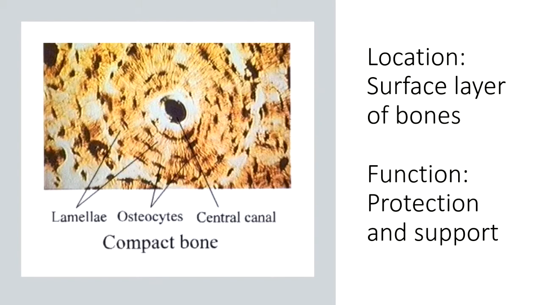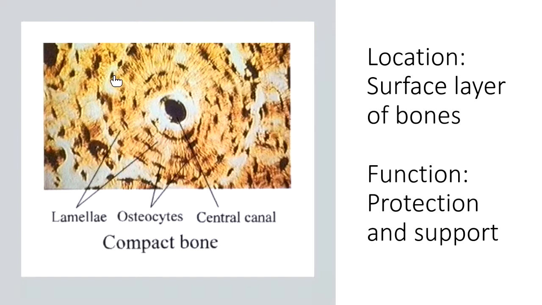This is compact bone. Compact bone is the outer layer of all of your bones. It's the surface layer of bones. It's there for protection and support. It takes most of the weight of whatever you're supporting, whatever you're stressing. Here we can see one big osteon. So here is an osteon, and this osteon is one compact unit.